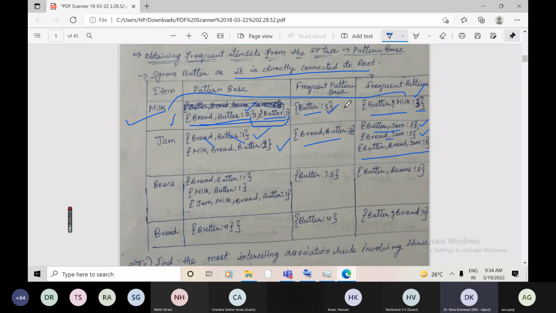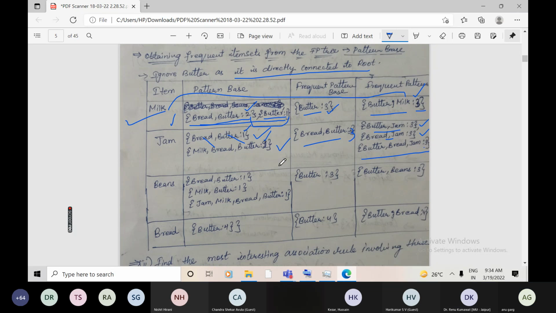Then in the next one, when we are joining milk, bread, butter, why is it 5? It's not 5, it's 3. Is it looking 5? This is 3. 2 plus 1, 3. Okay. Is it clear?